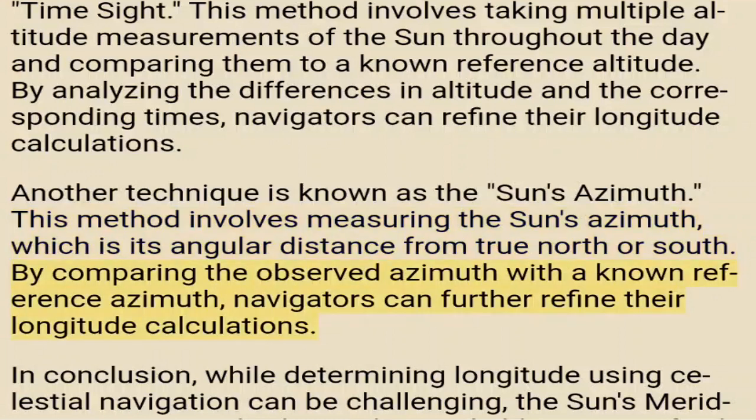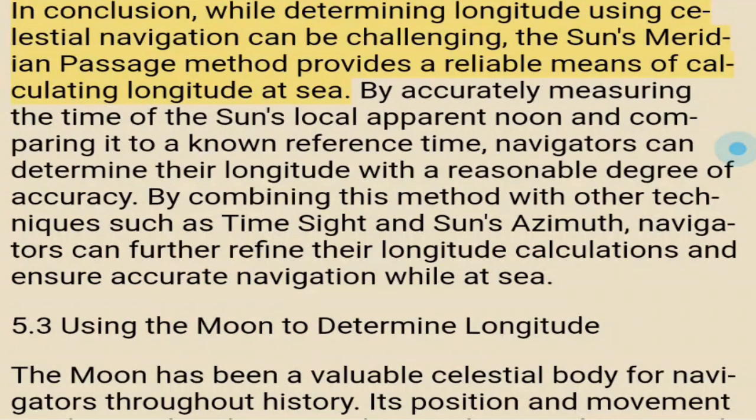By comparing the observed azimuth with a known reference azimuth, navigators can further refine their longitude calculations. In conclusion, while determining longitude using celestial navigation can be challenging, the sun's meridian passage method provides a reliable means of calculating longitude at sea.